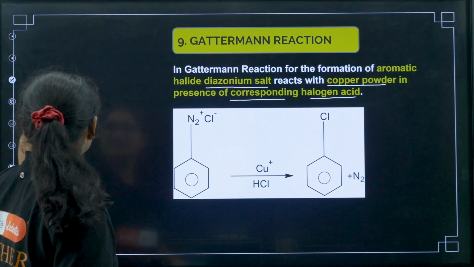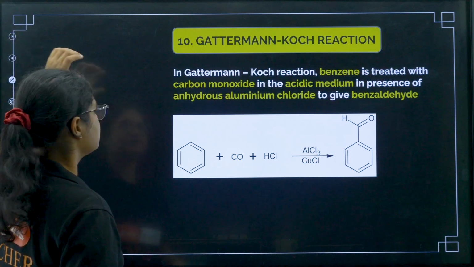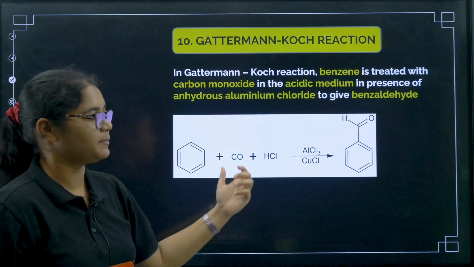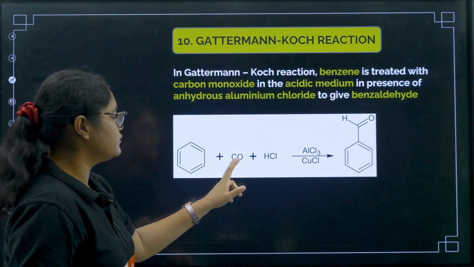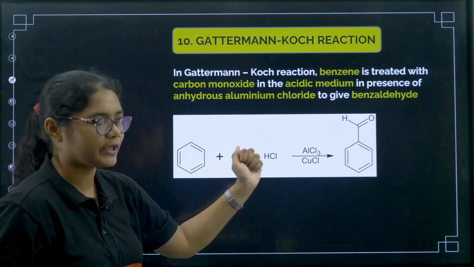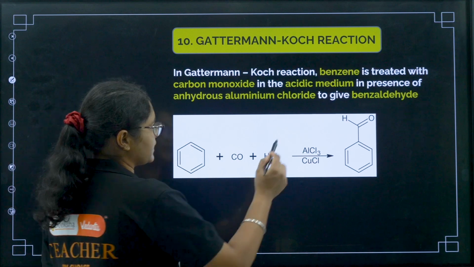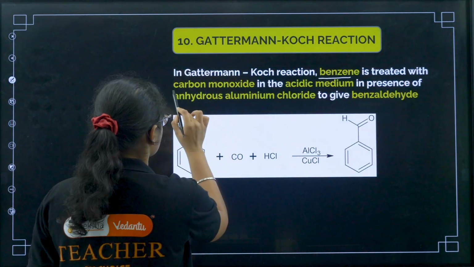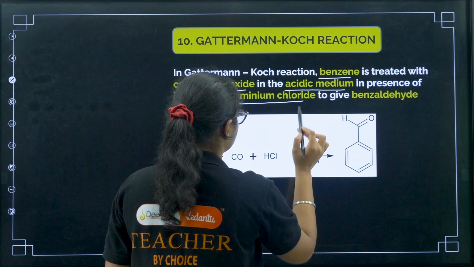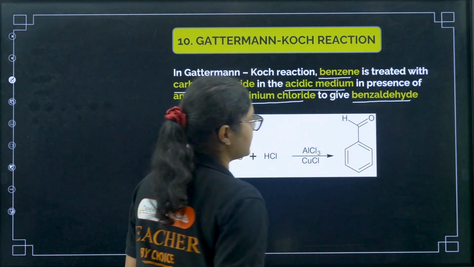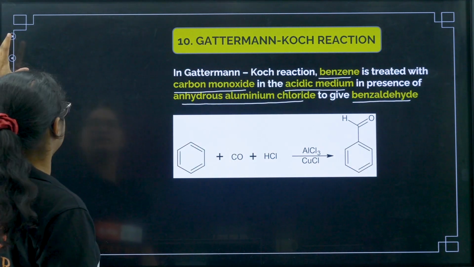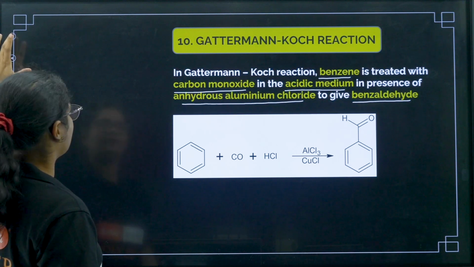Anything we can guess next? Yes, Gattermann-Koch reaction. The Gattermann-Koch reaction is for the preparation of benzaldehyde. We use CO and HCl in presence of AlCl3 and CuCl. So you can see in Gattermann-Koch reaction, benzene is treated with carbon monoxide in the acidic medium in presence of anhydrous aluminium chloride to give benzaldehyde.